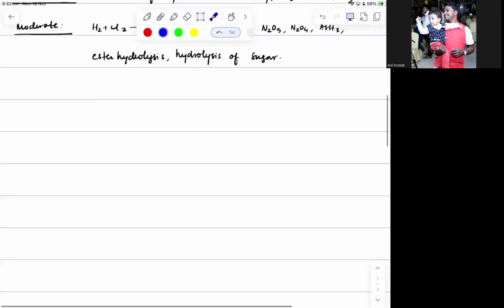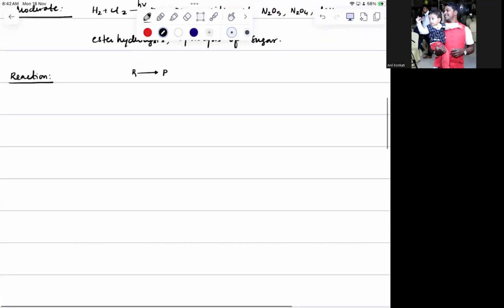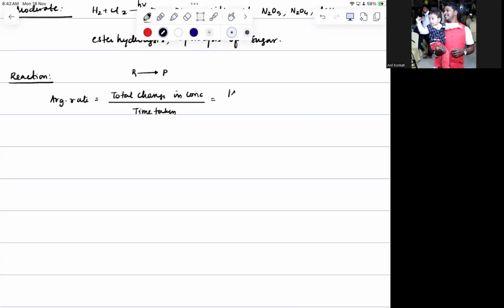Next, when we see the chemical reactions, suppose I take a reaction where reactant is going towards product. Then the average rate will always be equal to total change in concentration with respect to time taken, and we typically write it this way: a reasonable amount of change for a reasonable amount of time. But if you write instantaneous rate, then that would be limit delta t tends to 0 of mod of delta c by delta t, which we could write as dC by dt.